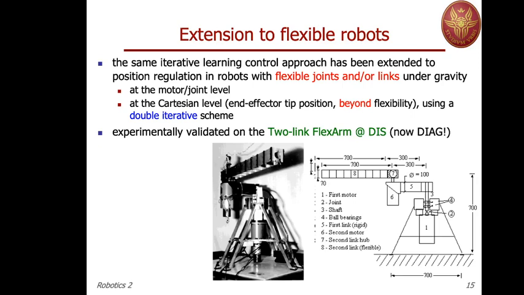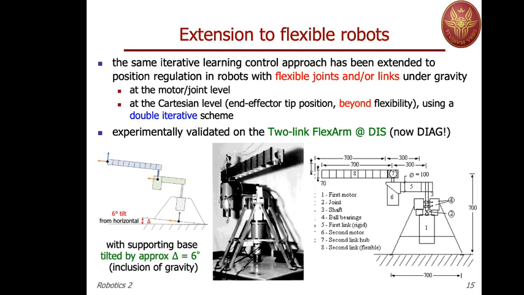So in order to test this on our two-link flex arm, it was called the DIS flex arm, this was the old name of our department, we have done a small trick. We have moved the base, we have tilted the base from the horizontal by 6 degrees, so that the robot would fall, uncontrolled, in the lowest configuration, straight downwards, let's say to the right in this picture. So we have included gravity in the picture.